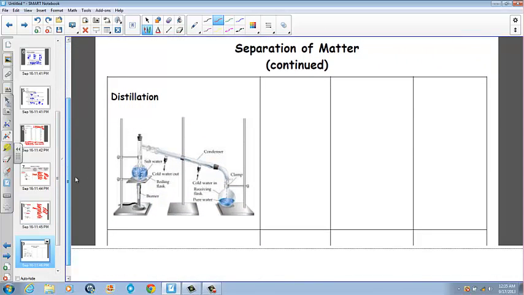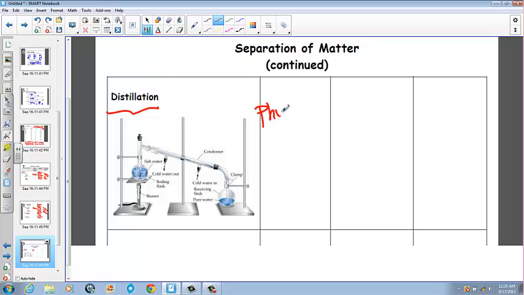The last two, we're going to talk about distillation. This is how we get distilled water. It basically purifies the water, and it is another way of separating liquids by boiling point. So again, this is a physical separation. What happens here is we separate the solute from the solvent by boiling as well.